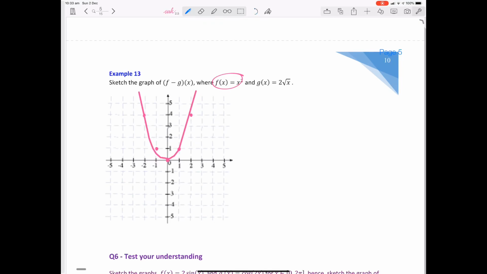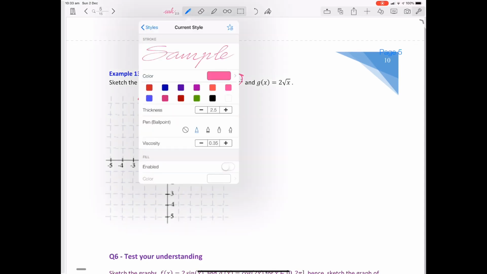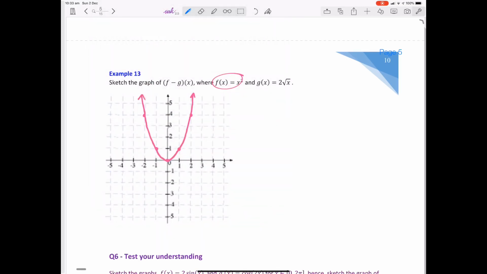Okay, so let's get rid of this. Let's try to draw a better one by hand. So we've got that half, and we've got this half. Okay, and then I've got 2 root x, so 2 times root 0 is 0, 2 times root 1 is 2. 2 times root 4, so root 4 is 2, but when I multiply it by 2 I get 4. So there's my other graph.